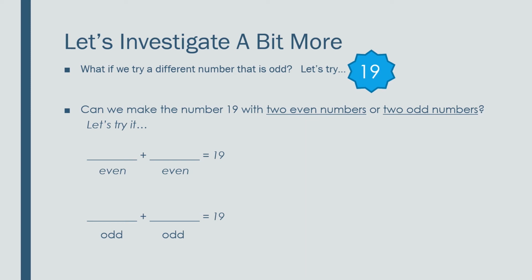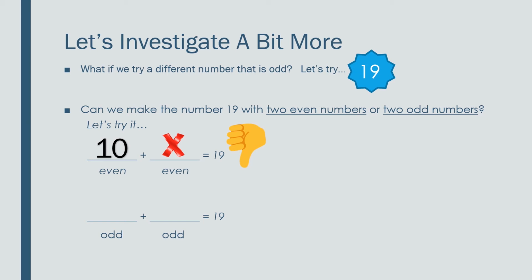Let's try it. Let's try adding the two even numbers first. If we start with 10, what number would we need to add to equal 19? Yeah, we would need to add 9, which is not an even number. So you cannot add two even numbers to get a sum of 19.